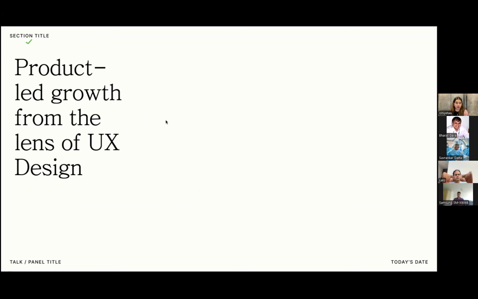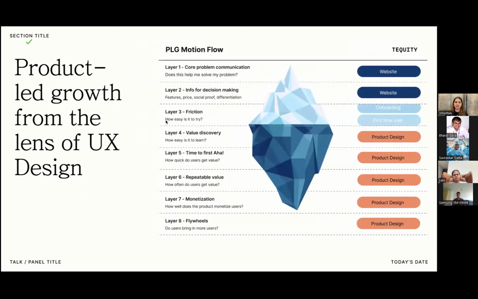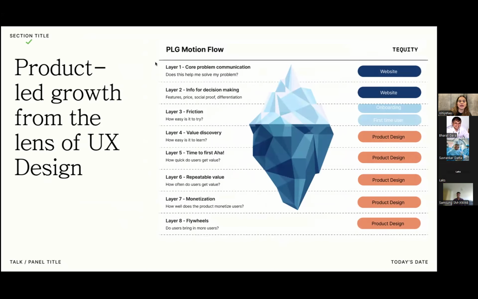So when we say product-led growth from the lens of UX design, here is how we see the customer journey coming forth. So you will observe multiple layers here. And we are really focused on a first-time user here who's coming to your website, figuring out what you do, and then entering your product to see if it's of value to them. So it's in multiple layers, and a user generally goes from layer 1 to layer 8. And if we say in UX that if a person successfully goes past layer 8, they will stay with you for a long time. So we will today be jumping deeper into this.